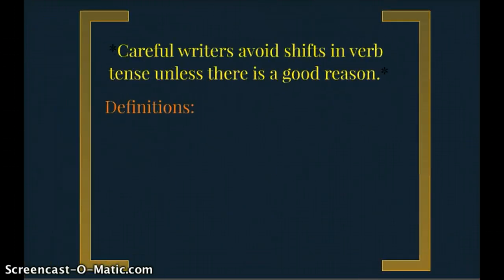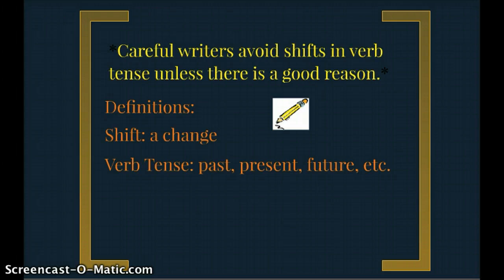All right, so the most important thing we want to understand is that careful writers are going to avoid shifts in verb tense unless there really is a good reason. Let's go over some definitions for that. A shift means a change. So when you change the verb tense when you're not supposed to, it creates confusion for your reader. The verb tense refers to whether the verb is past tense, present tense, or future tense. There are other tenses as well, but we're not going to worry about those right now.